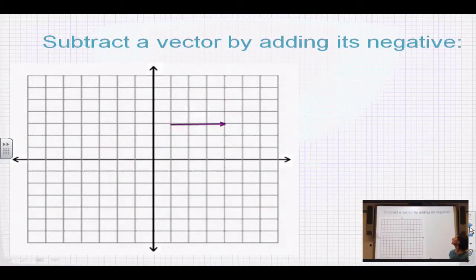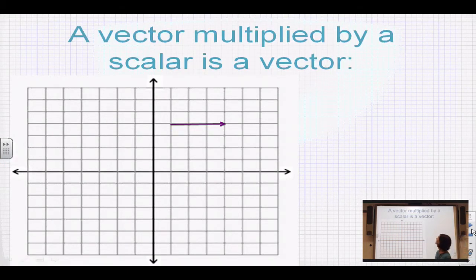You can subtract a vector by just adding its negative. So let's say I wanted to subtract that vector from itself. All I would do is add the negative of the vector to the vector. I'd end up with a result of 0. If you multiply a vector by a scalar, you get another vector, just increased in length by that amount. So for example, if I were to double this vector, I would get a vector that's pointing in the same direction, but twice the length.